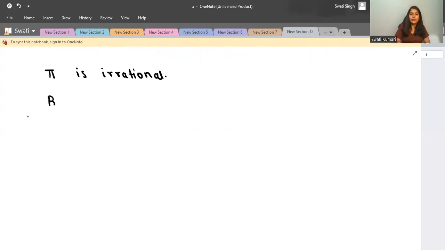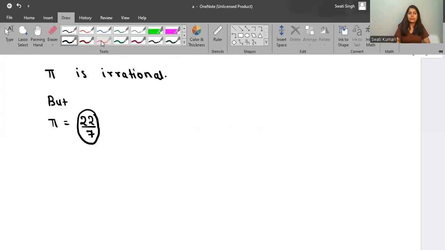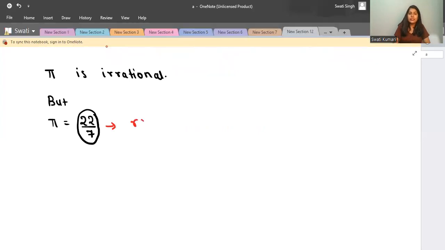But when you write down the value of pi as 22 upon 7, because you know that the value of pi is also taken as 22 upon 7, and this 22 upon 7 is a rational number. So that is why we can say that this is a rational number.